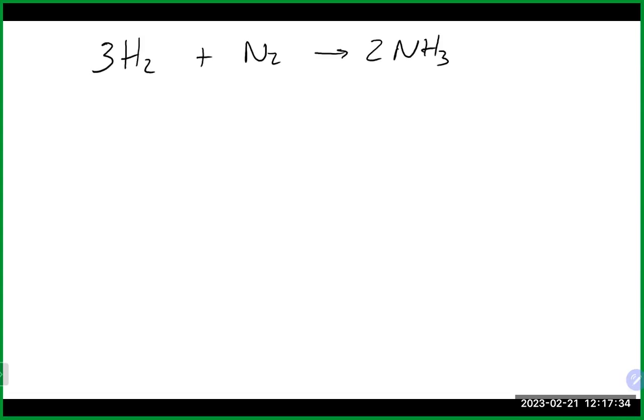And in this case, we would have 6 hydrogens on the left, 6 on the right, 2 nitrogen on the left, and 2 on the right. The idea behind that is the law of conservation of mass, right? We don't create nor destroy anything.